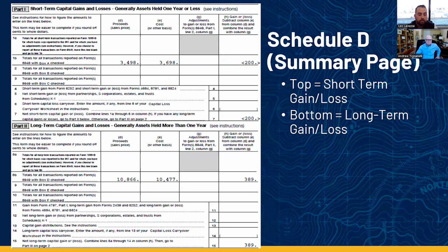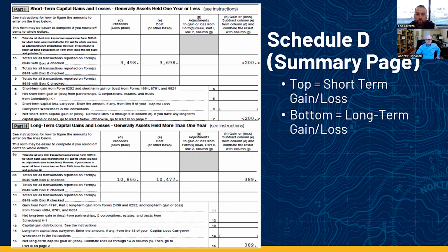All right. The next one is Schedule D. Schedule D has a couple different parts, but Part 1, which is the top part of the form, is going to show you any short-term gains and losses that you've had for the year. Now, this is a summary, so it's not going to show you each one. It's going to take a summary of the sales versus the basis and tell you if you had a net short-term gain or loss for the year.